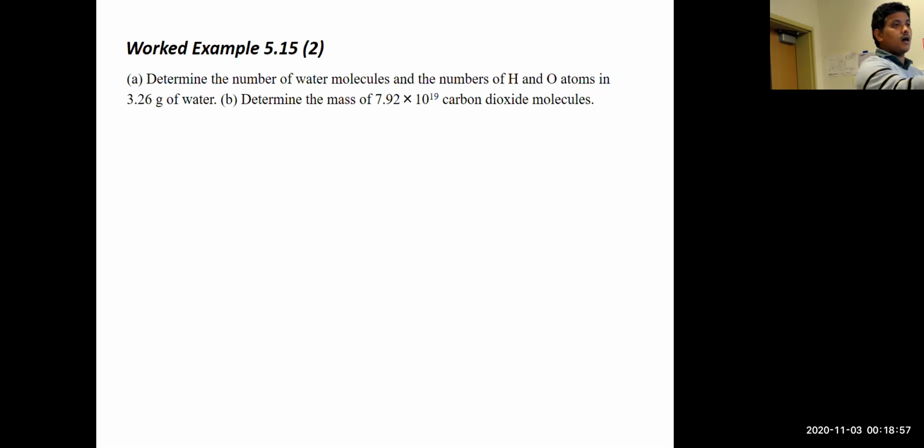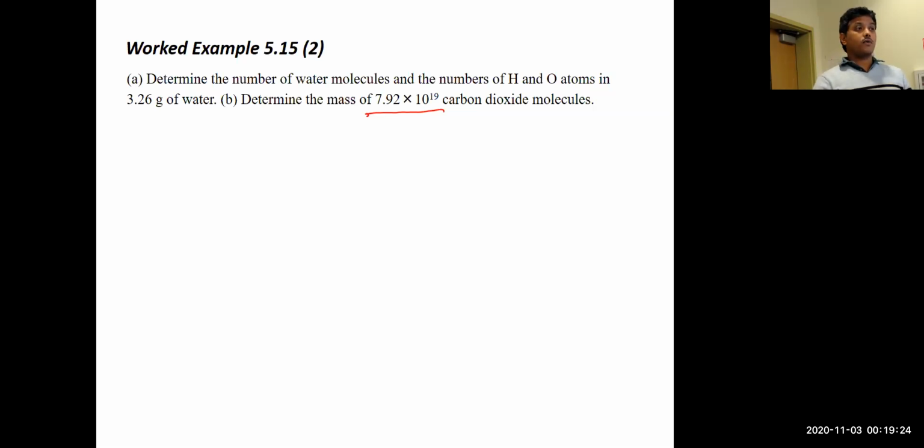Determine the mass of 7.92 times 10 to the power of 19 molecules of carbon dioxide. Okay, so you are given molecules and asked to identify the mass. Again, it is not done in one step. It cannot be done in one step. It has to be done in 2 steps. So the plan is to convert to moles first, then to mass later.